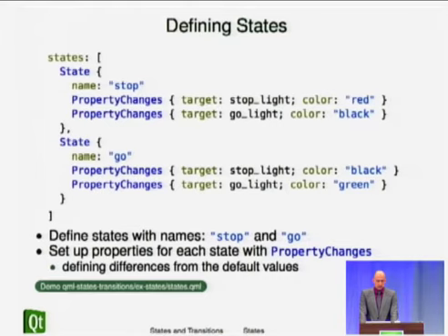So what we're saying here is when we enter the stop state, we want the color of the stop light to go red and the color of the go light to go black. Okay. Now the second state is the go state. The application is now in this other state. When that happens, we want the stop light to be black and the go light to be green. So property changes needs to know what it's supposed to act on and which properties to change. In this case, we're only changing one for each, but it's plural because it can be several.